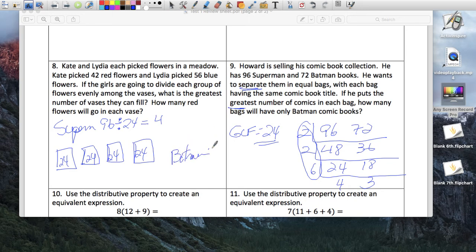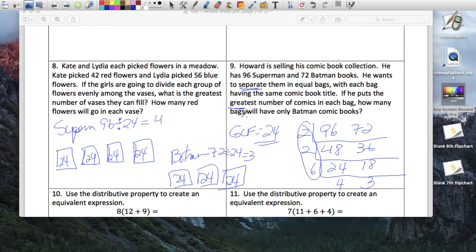He has how many? 72. Well, we're going to divide that by 24, right? And then we get 3. So 1 bag of 24 comic books, Batman. Another bag of 24 comic books, Batman. And another bag of 24 comic books, Batman.